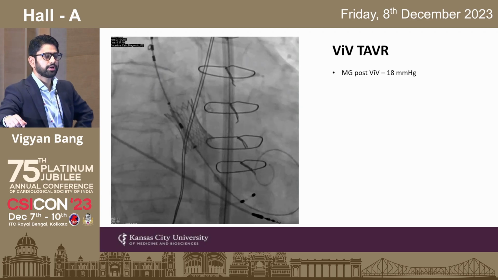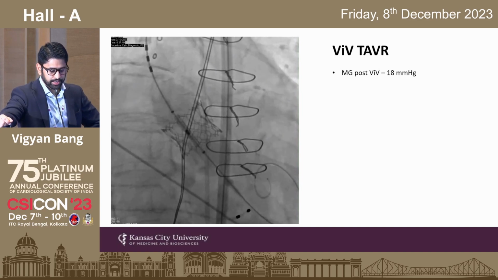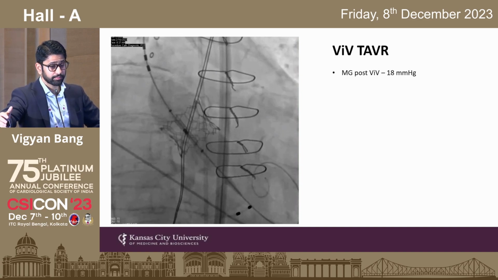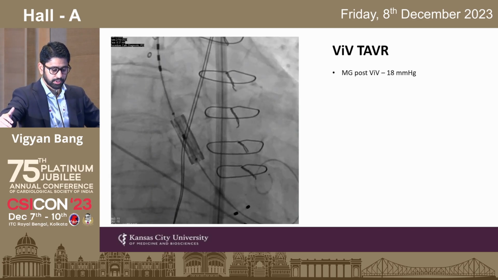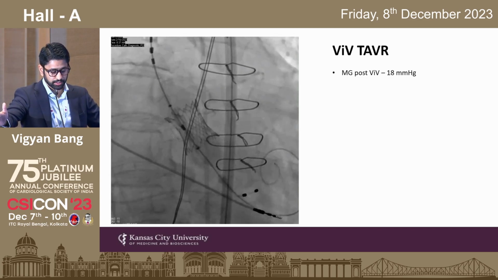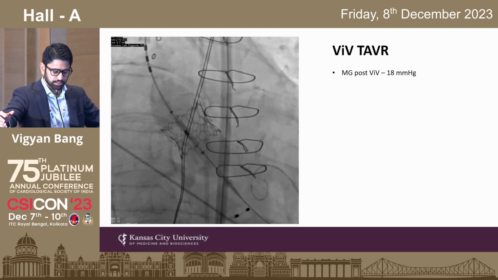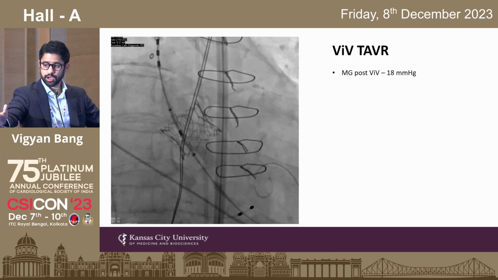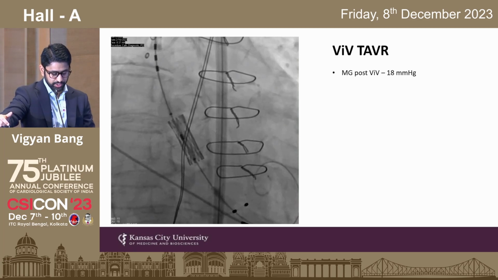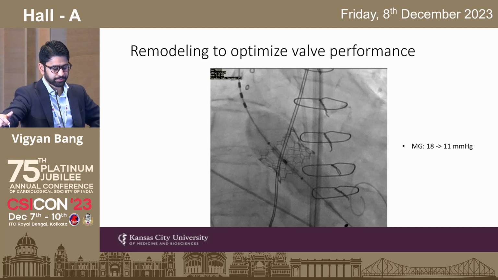What we know from the VIVID registry is that a higher mean gradient in patients with valve-in-valve portends increased risk of mortality down the road. So it is likely that his mean gradient of 18 during the procedure was going to be higher on the echo the next day, and we decided that we wanted to optimize this.